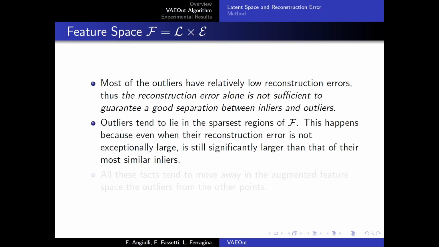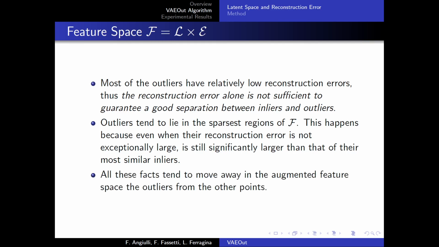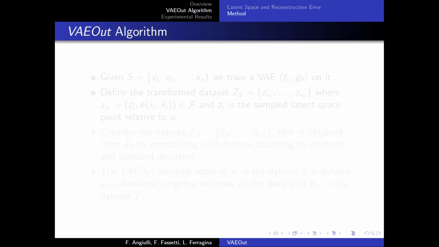Moreover, outliers tend to lie in the sparsest region of F. This happens because, even when its reconstruction error is low, an outlier tends to have a reconstruction error larger than that of the inliers that are close to it in the latent space. All these facts tend to move the outliers away from the inliers in the augmented space. Based on these remarks, we build our algorithm.